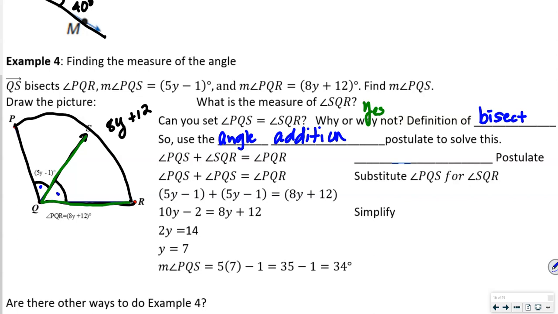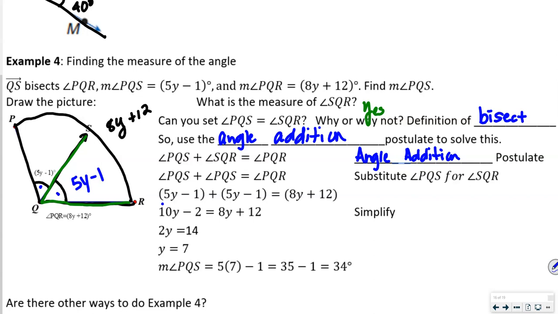So again, we're going to write angle addition postulate here, but we're starting to work on proofs here. So when we're dealing with proofs, y'all, we're going to do the steps on the left and the reasons on the right. Okay, so then we're going to substitute PQS for SQR. So notice what they did was they said this is 5y minus 1, 2. Why could they do that? Because the two angles are congruent, right? Okay, and then that's equal to the whole big angle.